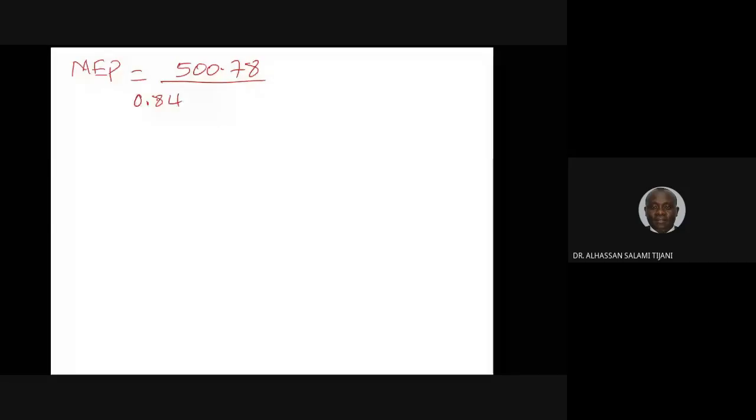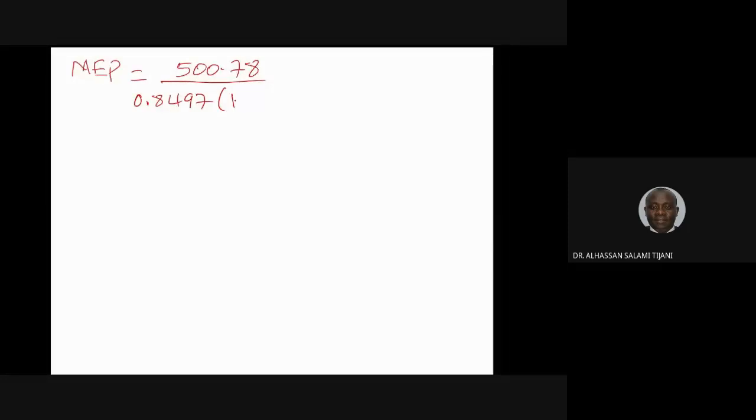Okay, so this gives me 500.78 divided by 0.8497, into bracket 1 minus 1 over 8.7. So if you calculate this carefully, this gives you 665.9 kilopascal. Okay, so that is the MEP.